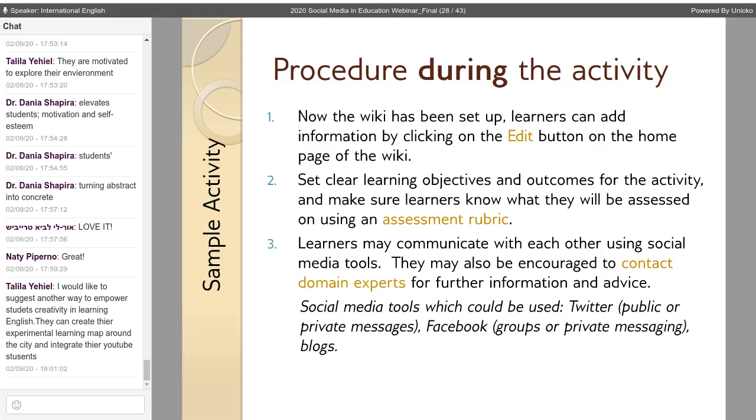If they are part of the decision-making process, if they're going to create the rubric or the checklist for assessing the task, then chances are that this will increase their motivation. Finally, learners can communicate with domain experts using social media.